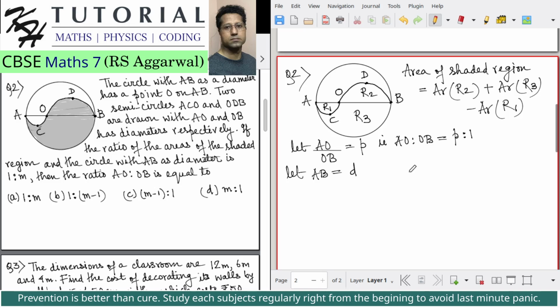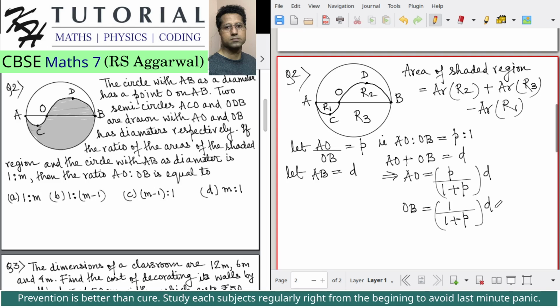Now, since AO plus OB is equal to D, and AO is to OB is equal to P is to 1, applying the concept of ratio and proportion, I can say that AO will be equal to P by 1 plus P multiplied by D, and OB will be equal to 1 by 1 plus P multiplied by D.